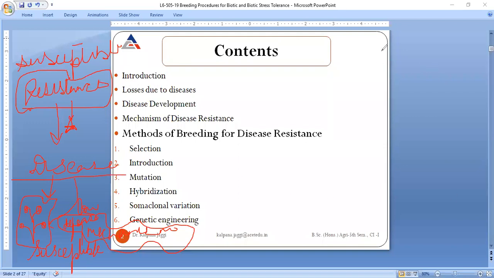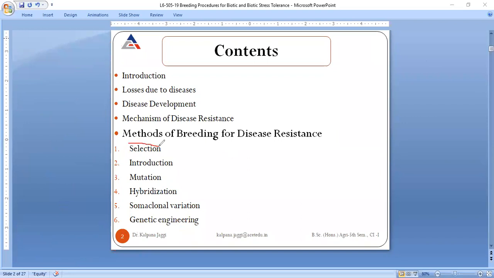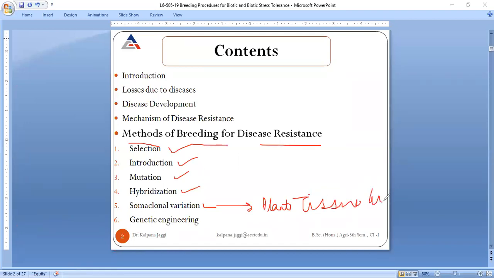That is, we are to go for methods that are helpful in breeding for disease resistance. And here are some of the methods: we can go for selection, introduction, mutation, hybridization, somaclonal variation, which is one of the parts of, say, genetic engineering, that is plant tissue culture. And then we can go for genetic engineering, which is one of the parts of biotechnology.